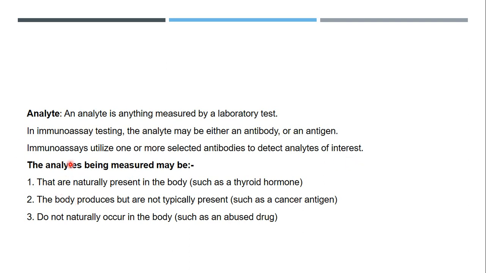Now, what are the analytes which we can measure through RIA? They may be naturally present in the body, such as thyroid hormone. The analyte could also be a substance which is not typically present in our body in normal conditions, such as cancer antigen, which will be produced only when the cancer has invaded the body. The analyte may also be a substance which does not occur naturally in the body, such as an abused drug.